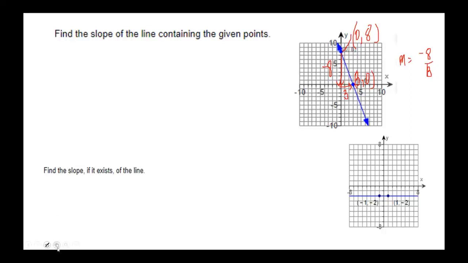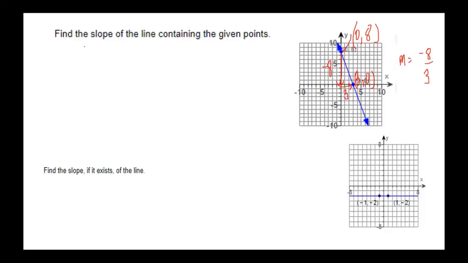Slope is often going to look like a fraction, but you don't necessarily have to think of it like a fraction because the two numbers actually represent something different for us, okay? Those two numbers are representing the rise and the run, so they're two different features along the way.